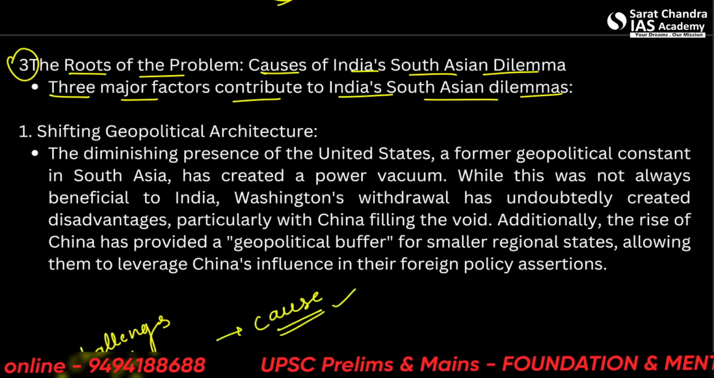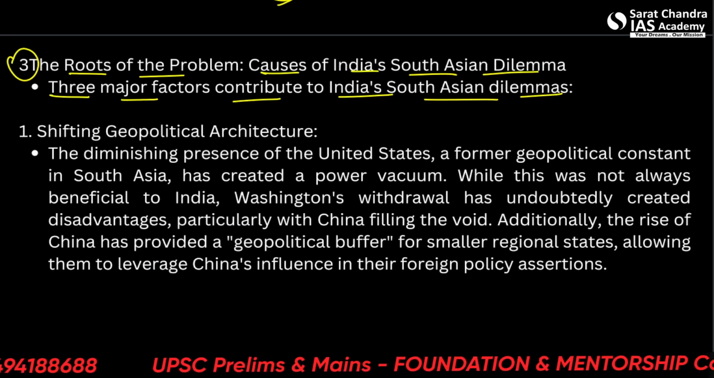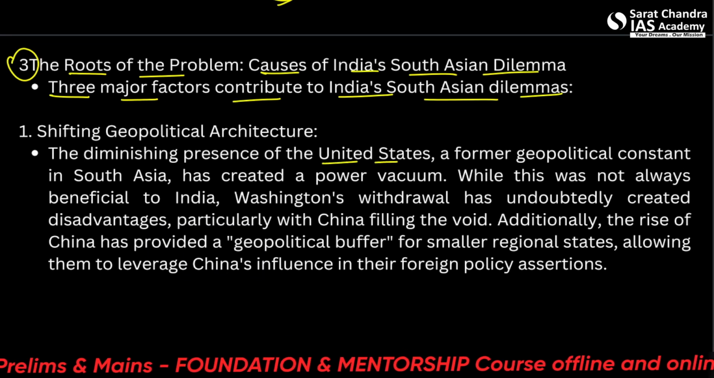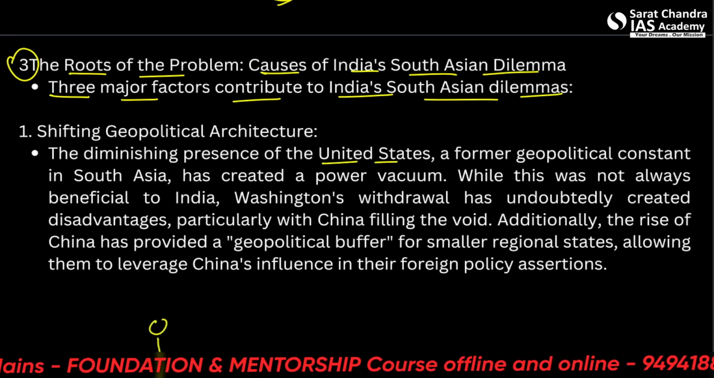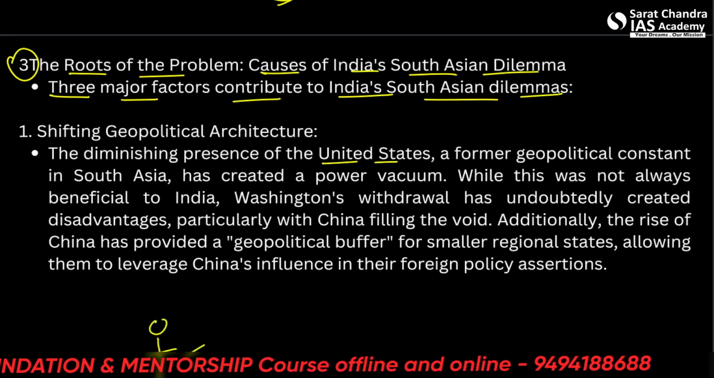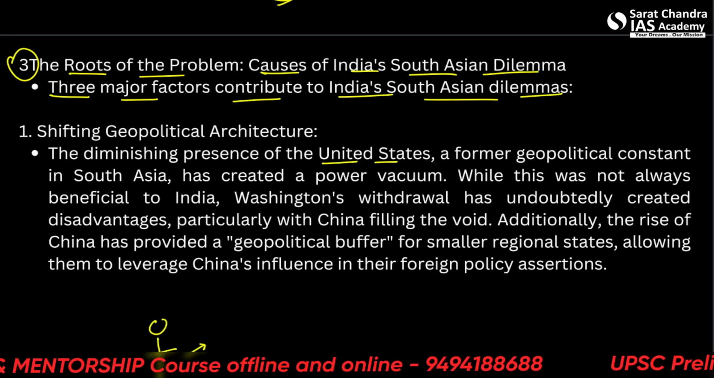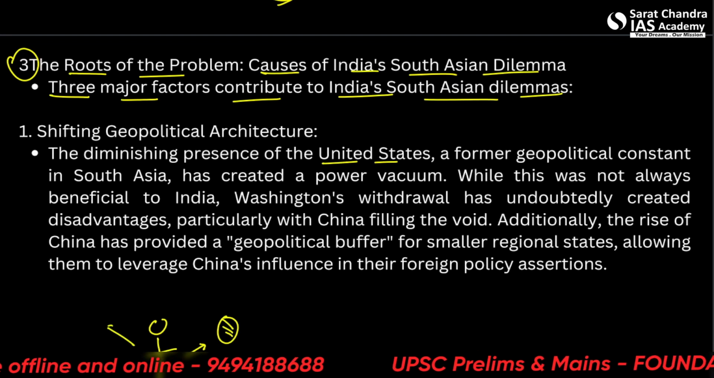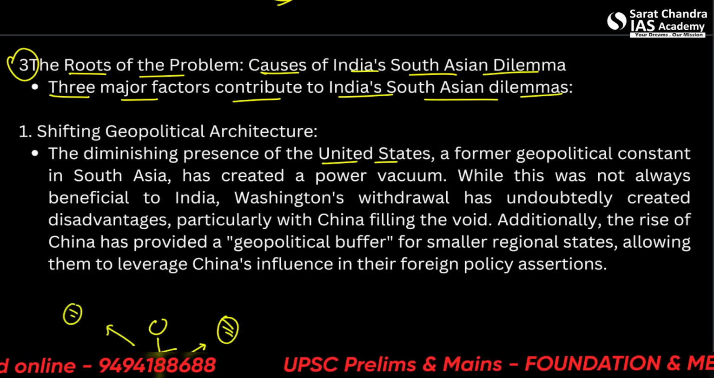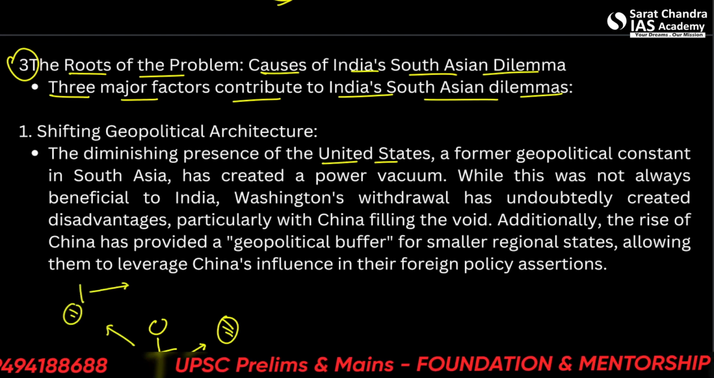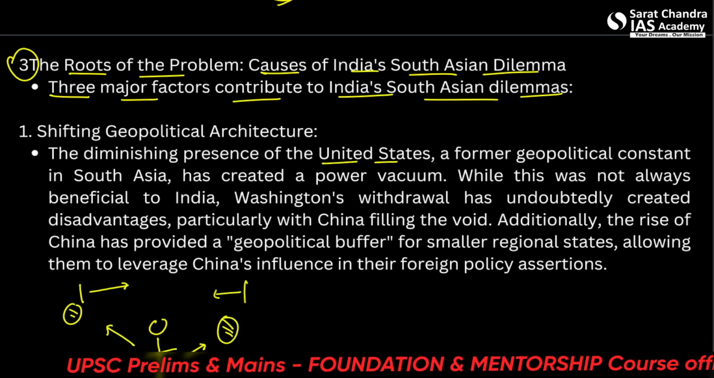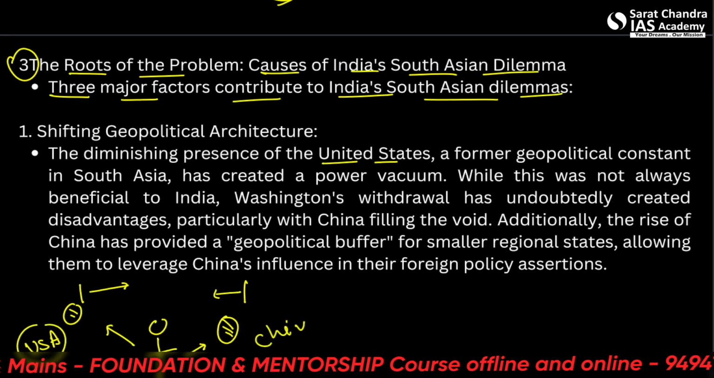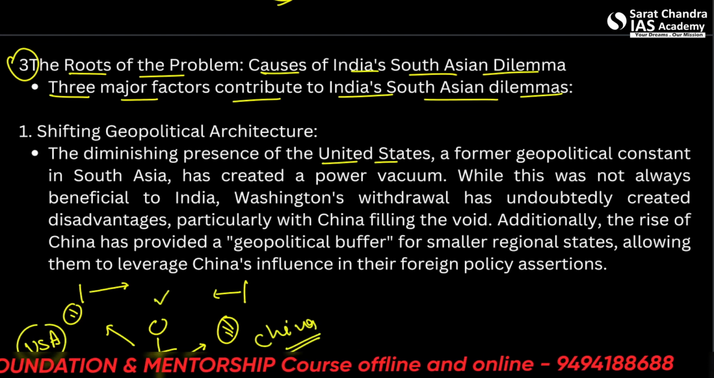Alright, so the first thing is the shifting geopolitical architecture: the diminishing presence of the United States. That means India can survive very well when there is a multipolar world. India's role increases when the distance between both the poles increases or when they grow stronger and stronger. Let's say the US is also strong, China is also strong. Alright, then India's position is better.